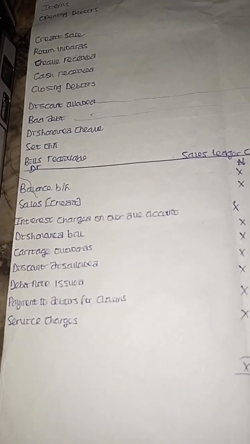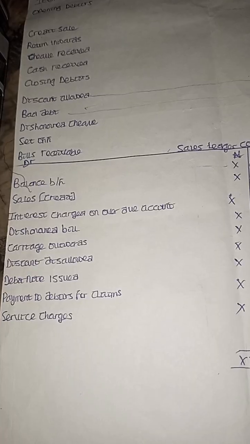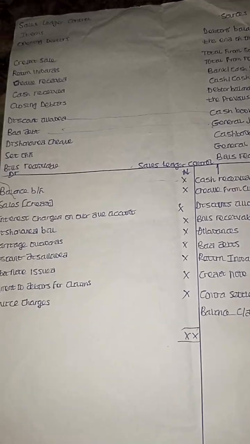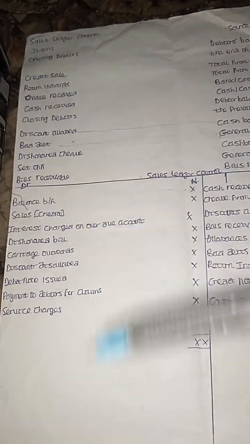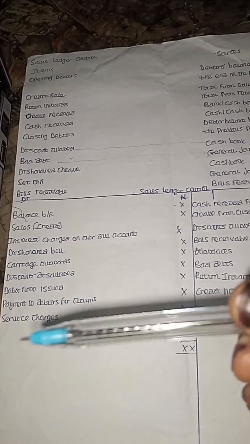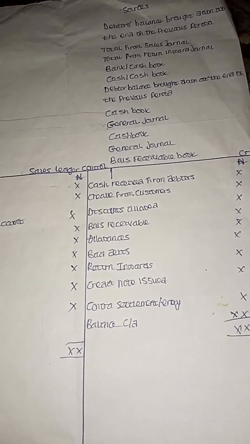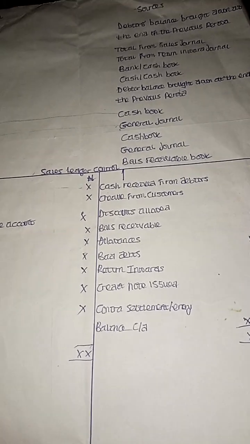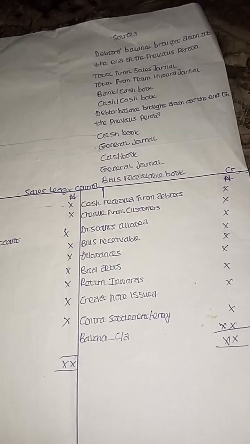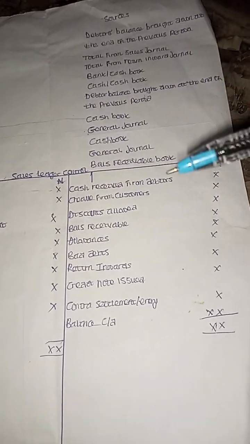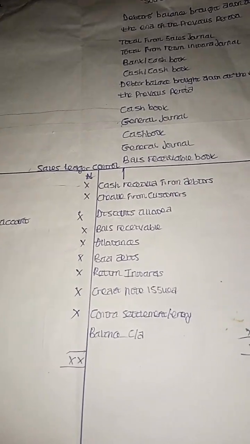We have the other one here called payment to debtors for claims. Then we have service charges. Like I said before, all items that will increase debt information are on the debit side of the sales ledger or debtors control account. Then we have our credit side. Just have it in your memory. That's a simple way to understand the sales ledger control account or debtors control. Whatever items increase debt go to the debit side. And where there's a reduction in debt, we take it down to the credit side of our control account.